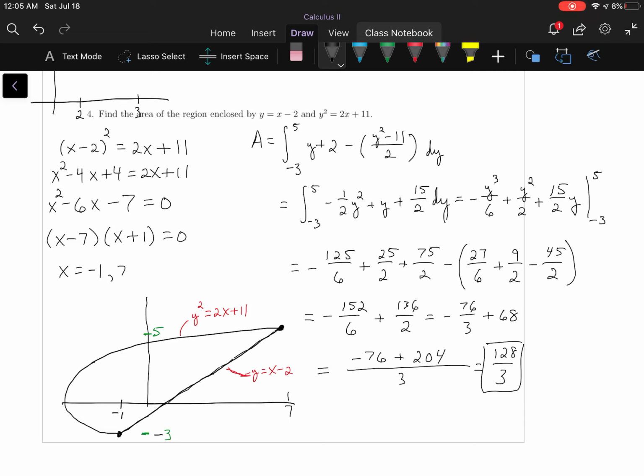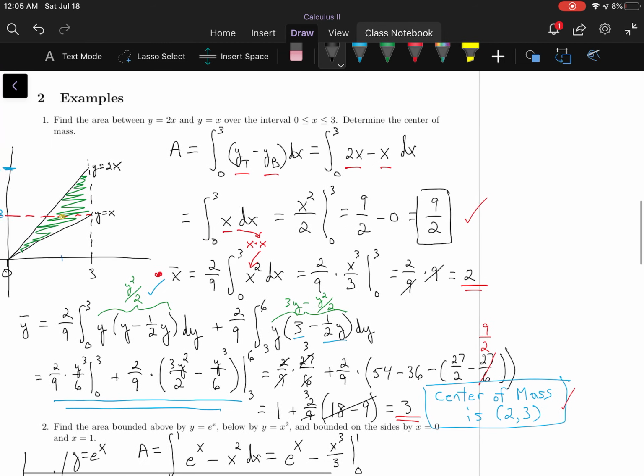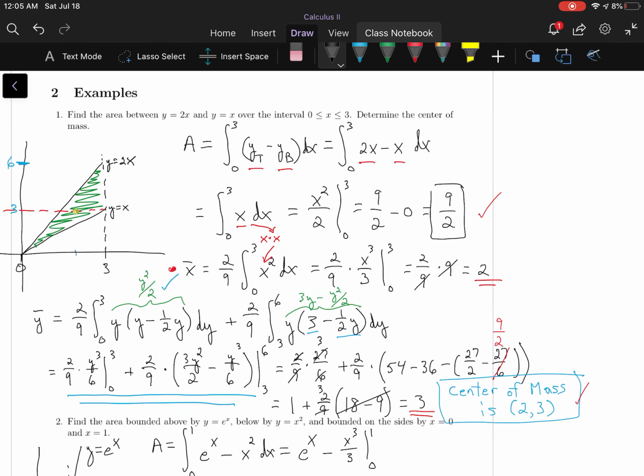And so here you've got a collection of different types of examples. Some that you integrated with respect to x, some you integrated with respect to y, some you had to consider it as a single integral, and some as double integral. And you even got to see in problem 1 how you could find the x and y coordinates for a center of mass. Good luck.